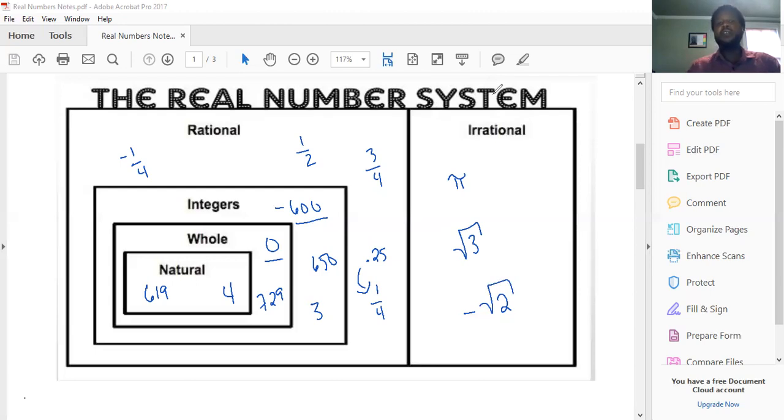So that's what we're talking about when we're talking about rational numbers, and irrational numbers are numbers that we cannot write as fractions, okay, because they're non-terminating decimals. So we're going to move on to our next page of our notes.